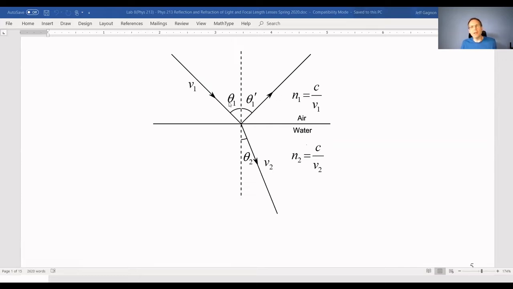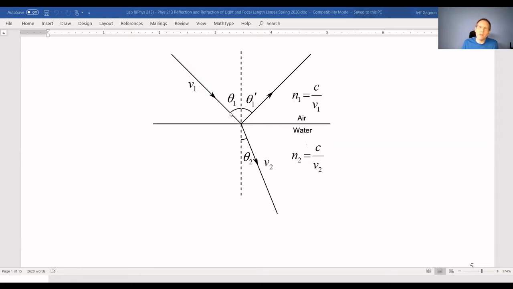Okay, I could also turn this around and imagine that these arrows are reversed and I start in water. So now I'm starting at a higher index of refraction, and this is my angle of incidence, theta 2, and I go into air, which is the lower index of refraction. What's going to happen?